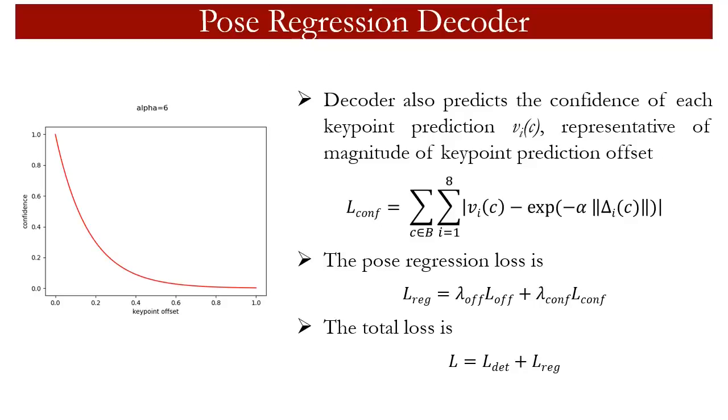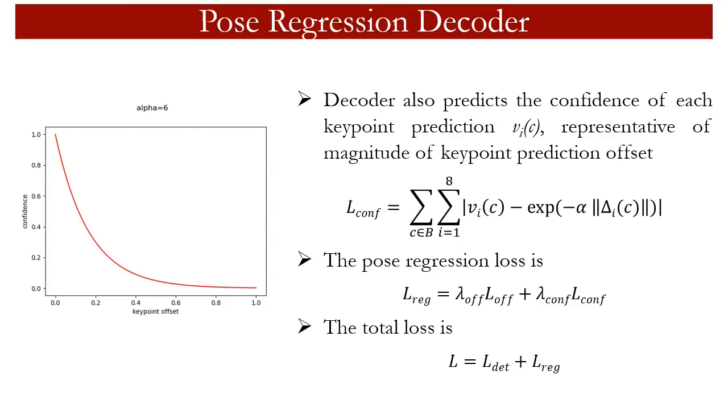Apart from 2D keypoint locations, the pose regression stream also calculates the confidence value v_i for each predicted point. The confidence value should be representative of the distance between the predicted keypoint and the ground truth value. If the offset between the prediction and ground truth is high, then the confidence of such a prediction should be low, and vice versa.